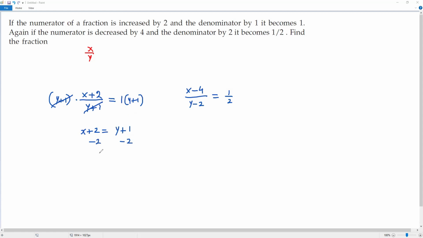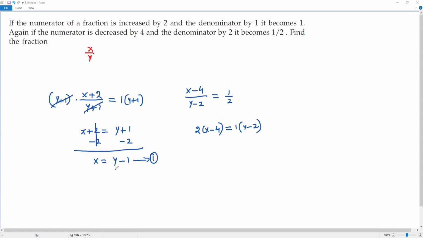Let me subtract 2 from both sides. Then this +2 and -2 will cancel out. I'm getting x equals y - 1. We can consider this as equation number 1. Now let's do cross multiplication. That is, this numerator has to be multiplied by this denominator, and this numerator has to be multiplied by this denominator. Then we have 2 times (x - 4) equals 1 times (y - 2).